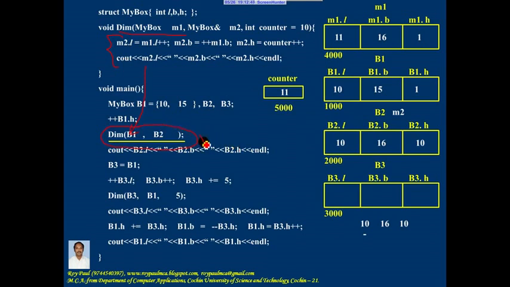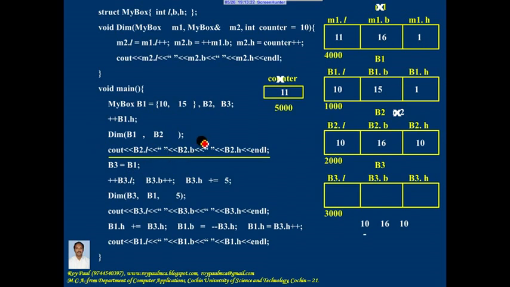Now when the control comes back here, a point to remember: the names m1, m2 and counter do not exist. So these variable names do not exist. Okay. Now this has been completely executed. So control will go to the next line.